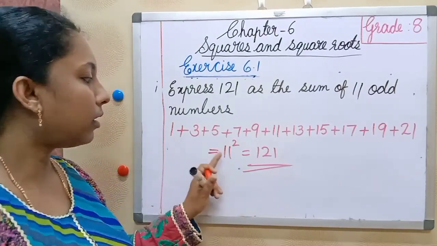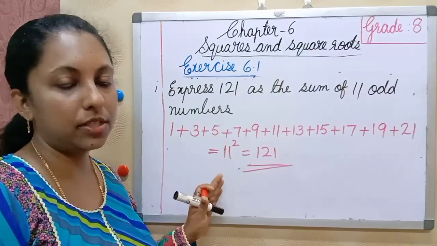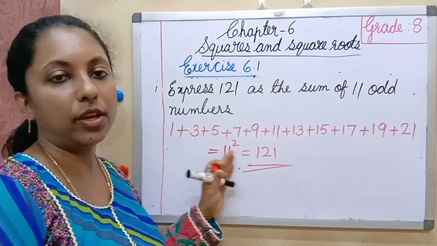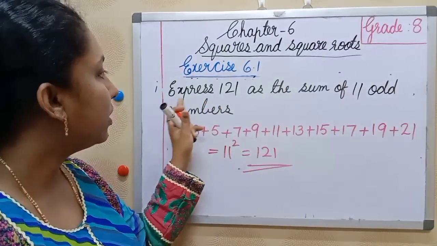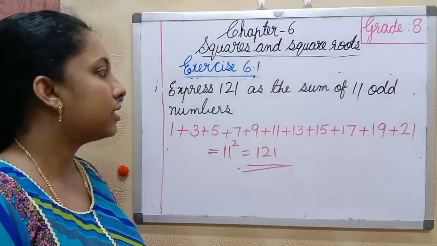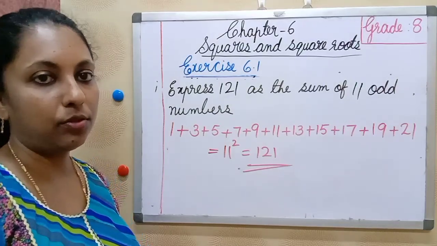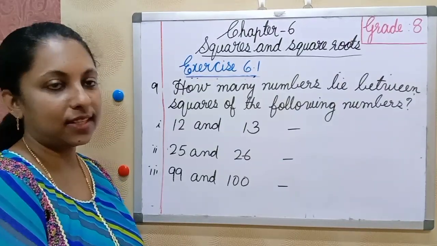Understood? Equation you can use. That is the easy way to express 121 as the sum of 11 odd numbers. Hope it is clear. Next question.